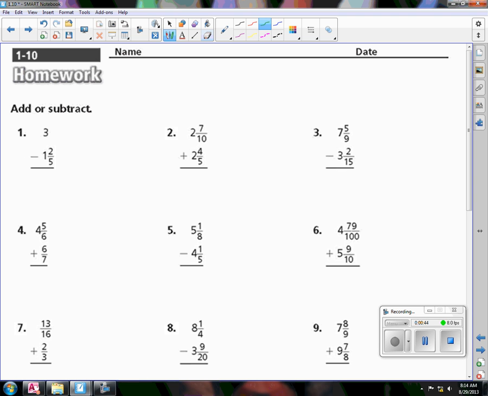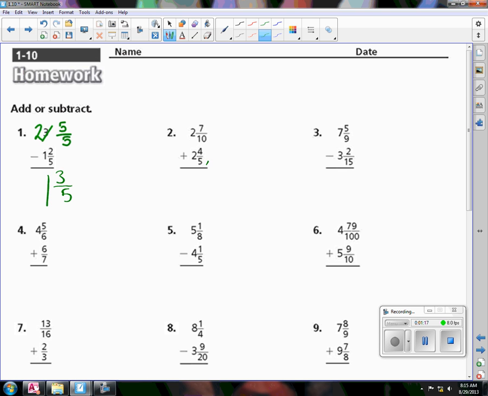Okay, so when I have a whole number and I need to subtract a fraction from it, it's just like borrowing. So I'm going to change that 3 into a 2. And because the denominator on my other fraction, my 1 2/5, is 5, I'm going to borrow 5/5. That way I'm just borrowing straight away, okay? And then I can say 5/5 minus 2/5 is 3/5. 2 minus 1 is 1. So 1 3/5.